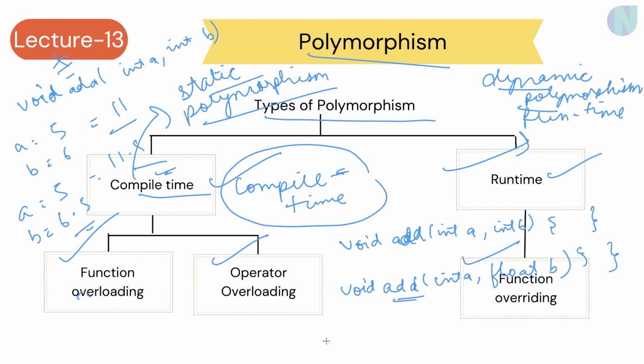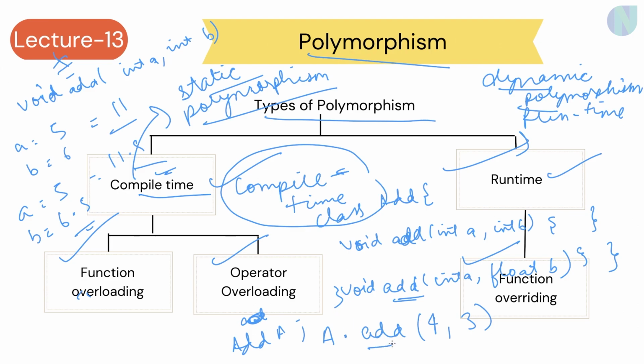Now in the compile time, compiler wants to see that, consider I have created an object of a particular class add. Consider this is a class add which is having two methods. Now I am making an object of add, a. Now I am doing a dot add and I am giving 4 and 3. Now this add method is being called outside the class.